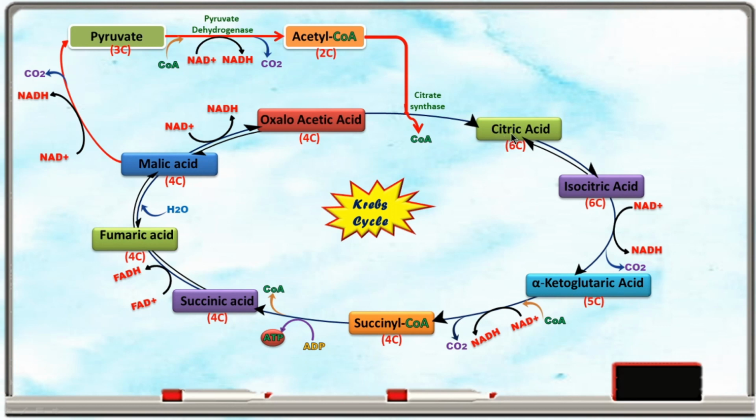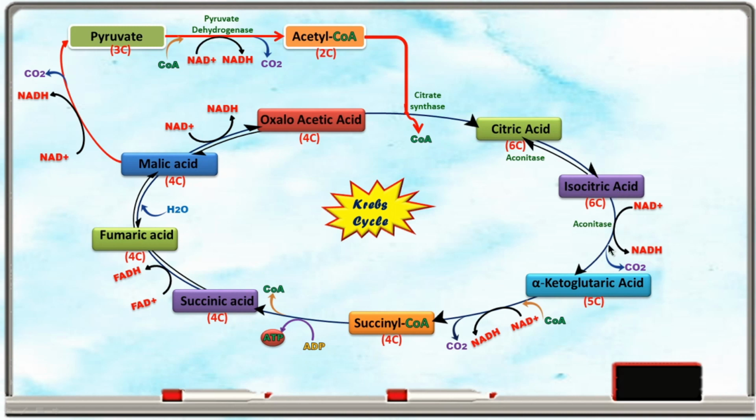Now the 6-carbon compound, citric acid, is converted into isocitric acid, which is also a 6-carbon compound, with the help of an enzyme aconitase. Now this isocitric acid is then converted into a 5-carbon compound, alpha-ketoglutaric acid, with the help of an enzyme.